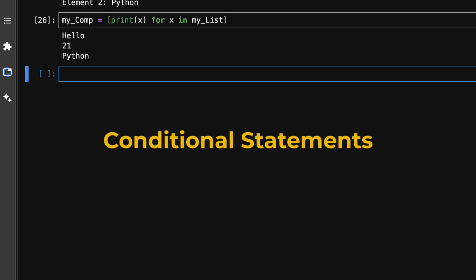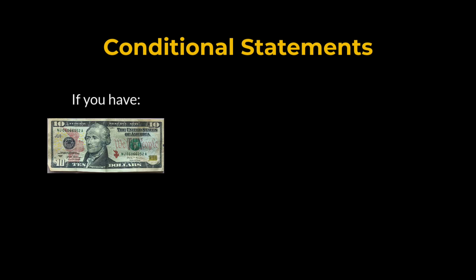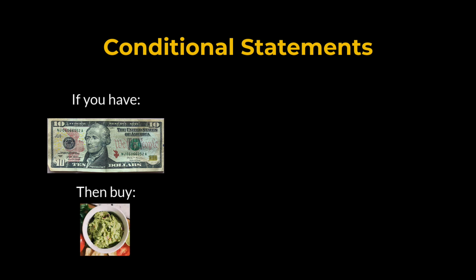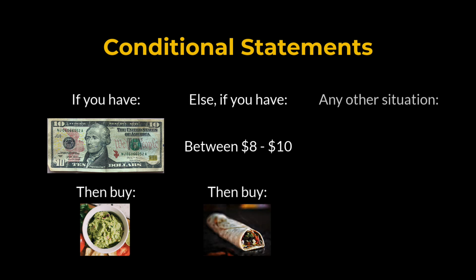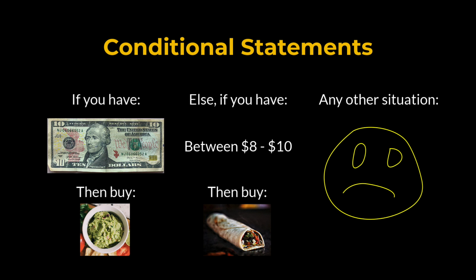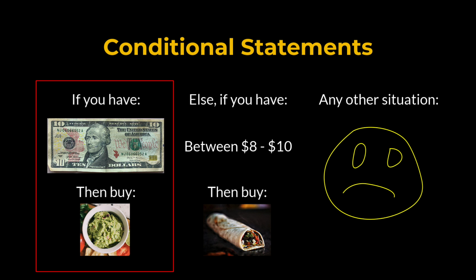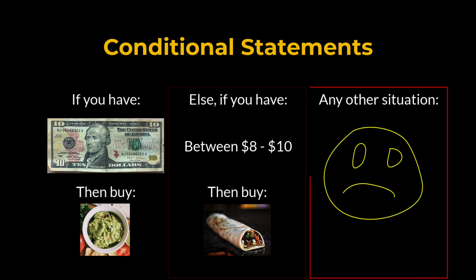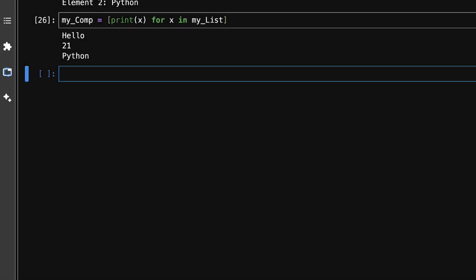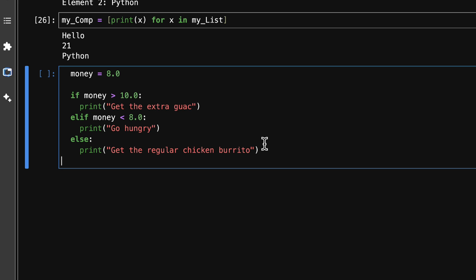Now let's talk about conditional statements, which, believe it or not, you encounter in everyday life. For example, if you have more than $10, then you can go get the extra guacamole on your burrito at Chipotle. Else, if you have between $8 and $10, just get a regular chicken burrito. Else, buy nothing and go hungry. Although this seems like a silly example, it illustrates the concept of a conditional statement. Certain conditions are evaluated, and if they are met, then one decision is made. If the conditions are not met, then another decision is made. We can represent this in Python using the following code.